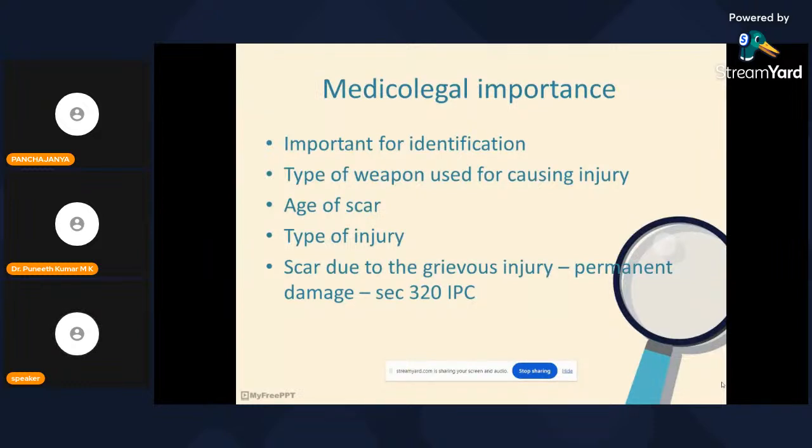A scar due to grievous injury or permanent damage is considered an offense under Section 320 IPC, which describes a permanent deformity of the body. Because of that, it is considered an offense under Section 320 of IPC.